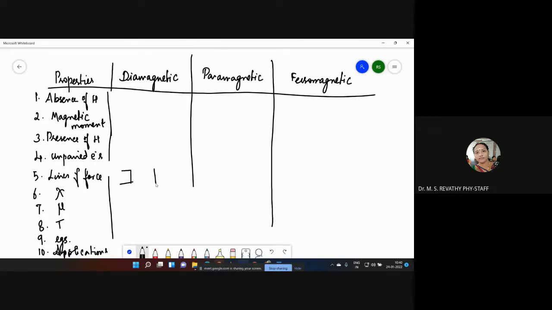So suppose north, south, then placing the diamagnetic material, what happens? The lines of force are just repelled away. You can draw neatly. Just for your understanding, I'm showing you a small diamagnetic material placed in the center. So the repulsion you can show, lines of force just repelled away. Like that, similar diagrams you can draw for para as well as ferro.